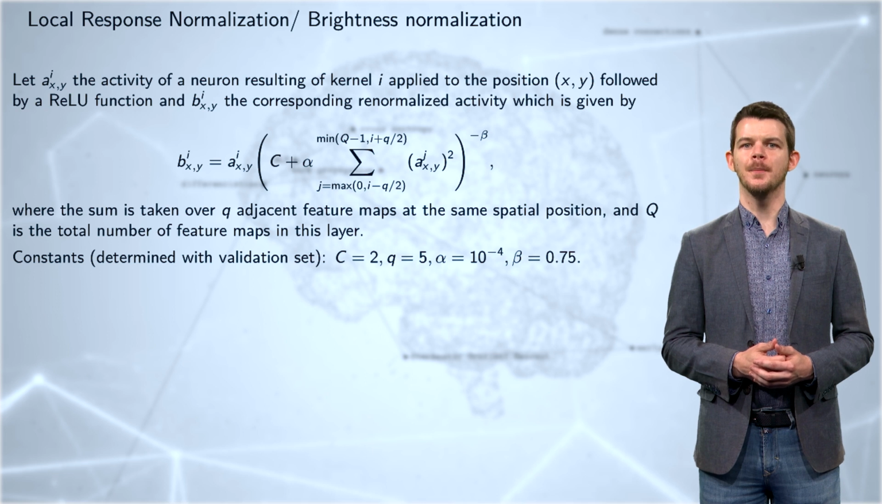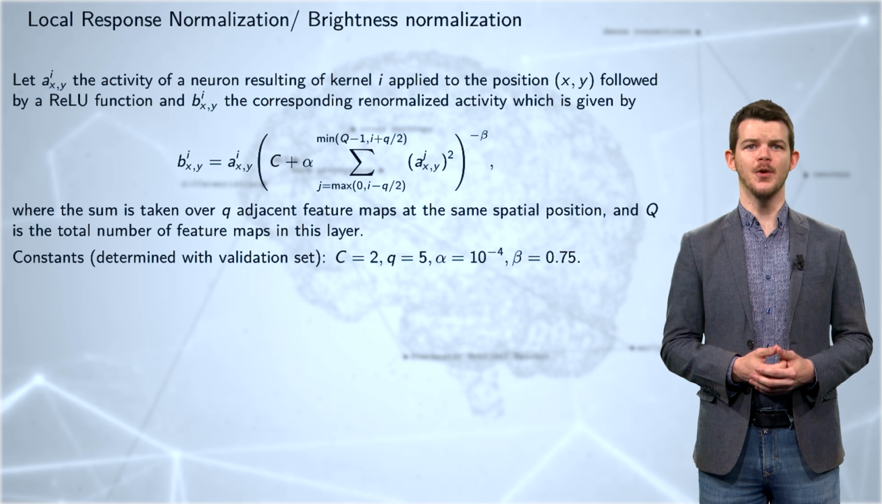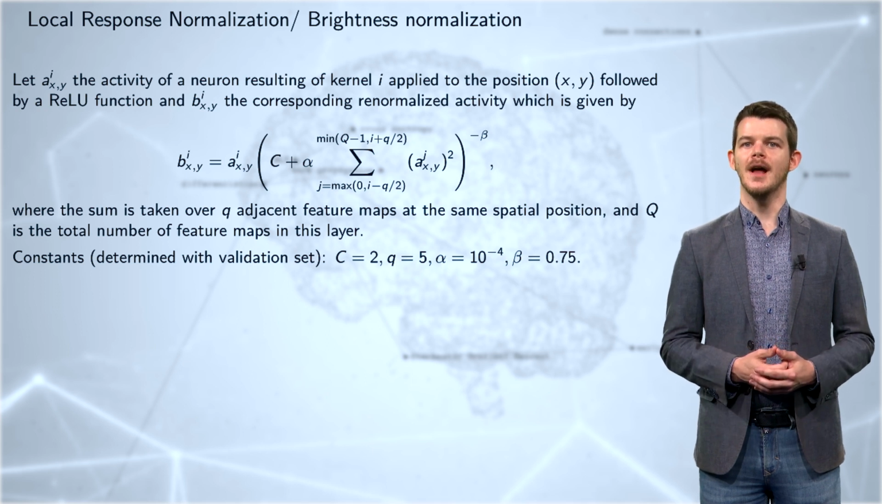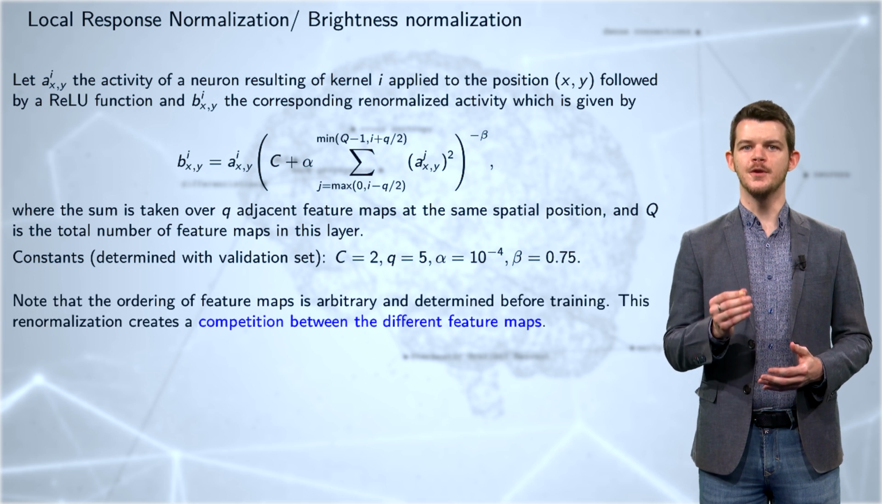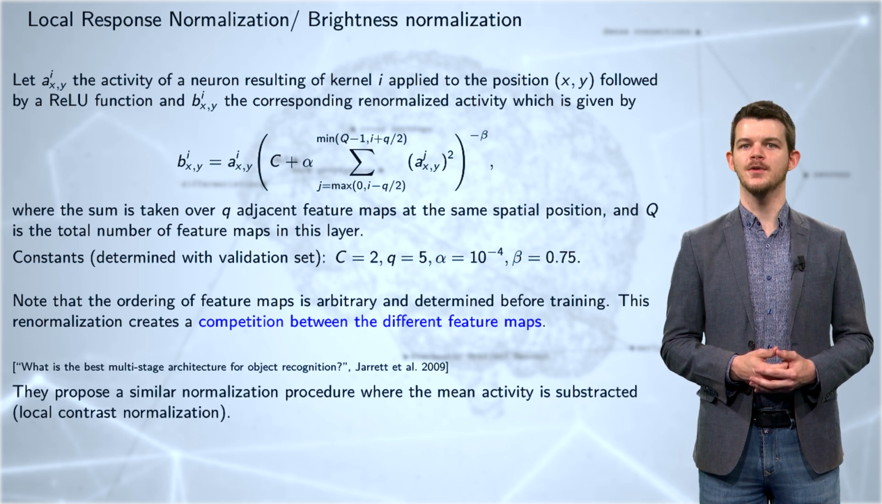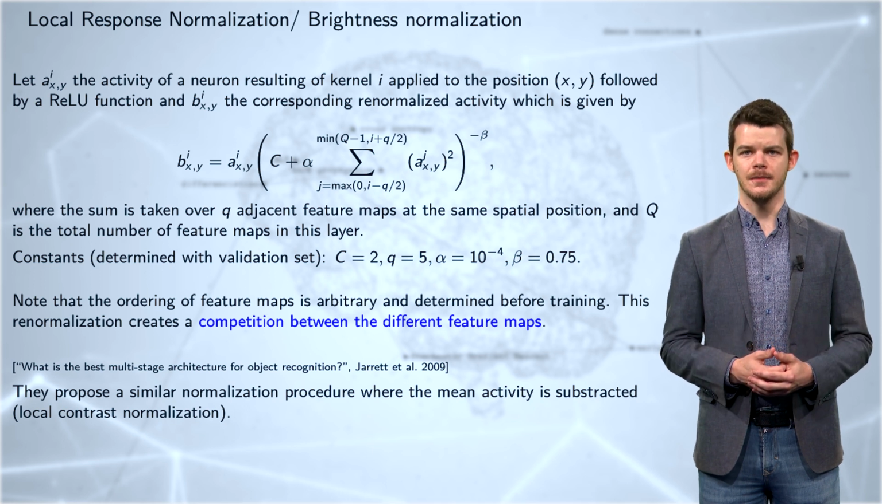This corresponds to a competition between the adjacent feature maps. They cannot all output large values for a given position x, y, since these values are normalized. The general idea is then to enforce diversity between feature maps. Note that the ordering of feature maps is arbitrary and determined before training. You can also look at this reference from 2009, which proposes a similar normalization procedure where the mean activity is subtracted. This procedure is called local contrast normalization.